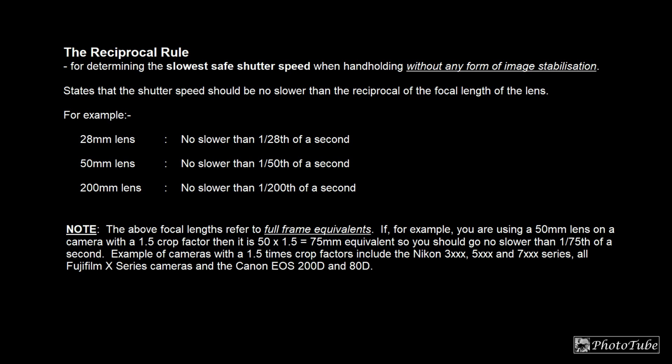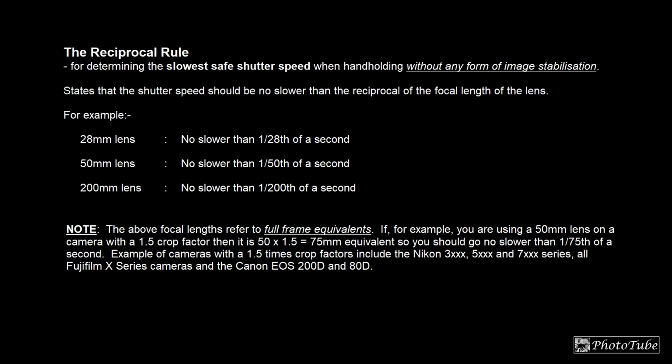For example, when using a 28mm lens and hand holding, the slowest safe shutter speed will be 1/28th of a second or 1/30th of a second. For a 50mm lens, you should go no slower than 1/50th of a second, and for a 200mm lens, no slower than 1/200th of a second. You get the idea.